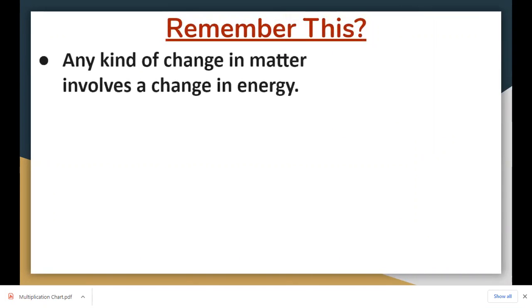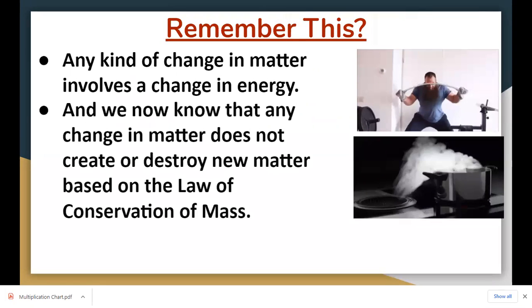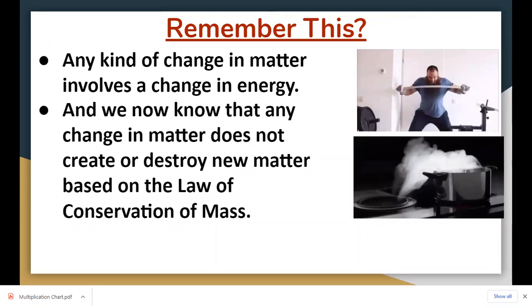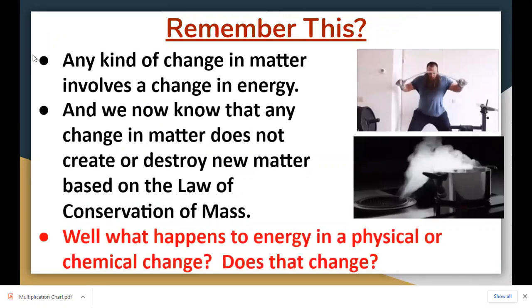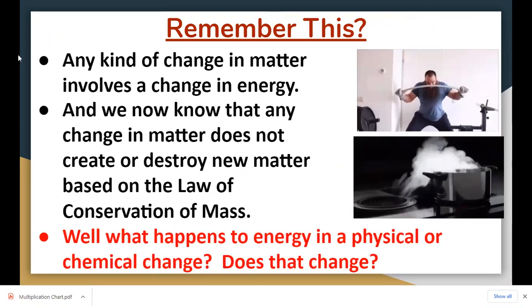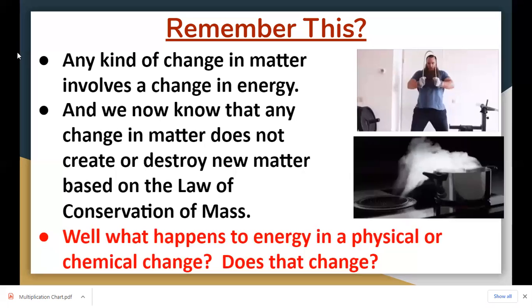Remember this? Any kind of change in matter involves a change in energy. Remember we talked about that? And we now know that any change in matter does not create or destroy matter, based on the law of conservation of mass. However, what happens to the energy in a physical or chemical change? Does that energy change? Does more energy go one place and then something else loses energy, like the pot, for example? Are we losing any energy there? What's happening? Well, let's take a look.